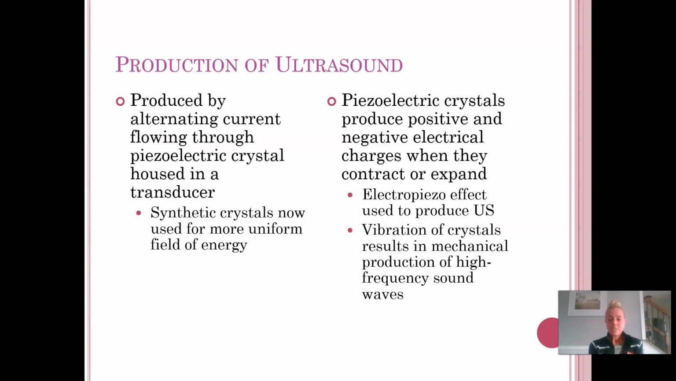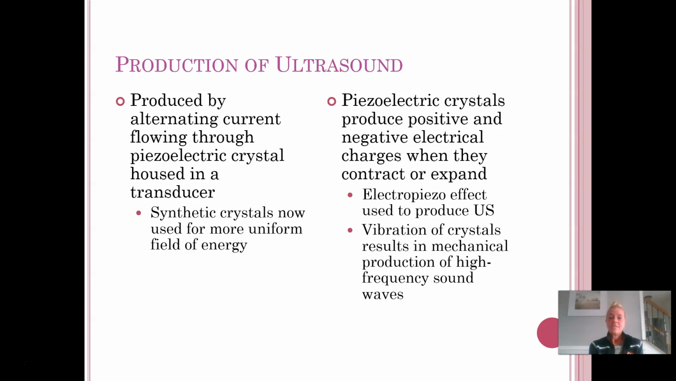So ultrasound is produced by the machines, and it's actually produced by sending a current through a crystal. So all the ultrasound heads, on our machine, you pick up the ultrasound wand. Underneath the silver head, there's a crystal. It's a piezoelectric crystal housed in a transducer, so we call those transducer heads. We use synthetic crystals now, or man-made crystals, which are designed to give a more uniform dose of energy. And these crystals produce a positive and a negative electric charge when they contract and expand. They contract and expand when they are exposed to electricity.